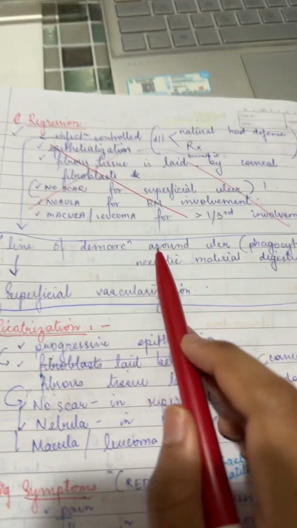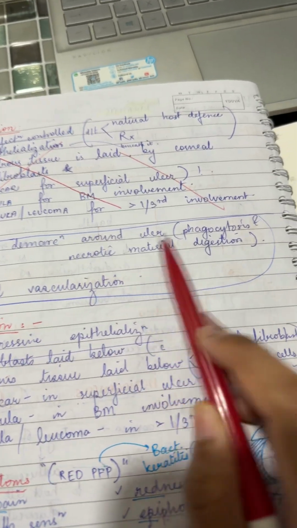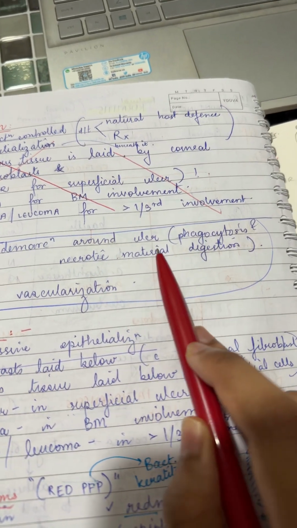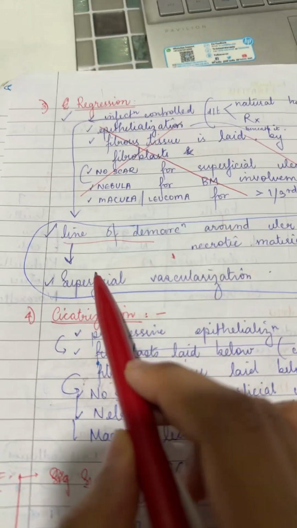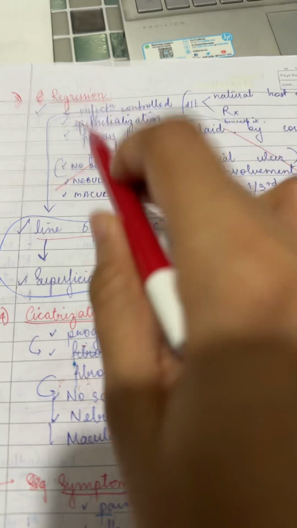Next up, regression. Because your body is responding with PMNs and inflammatory cells, there will be phagocytosis and necrotic material will be digested. Around the ulcer, we'll have a line of demarcation, so it is limited. Then we have superficial vascularization also. This is all regression phase.